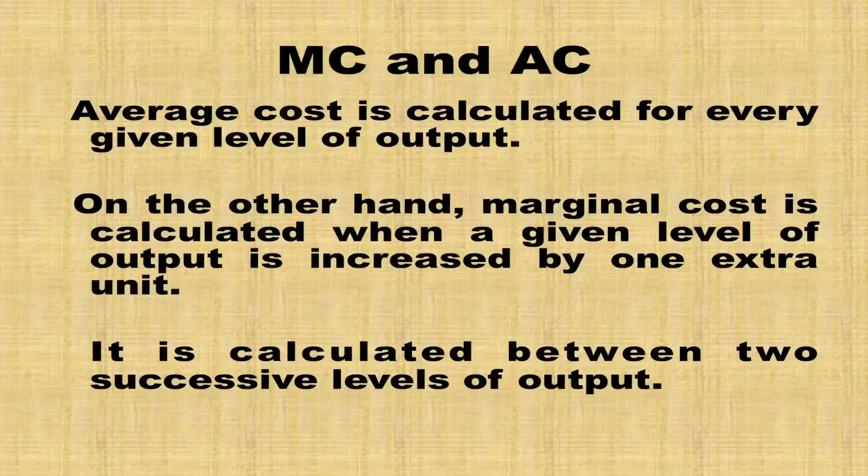From this we can say that average cost is calculated for every given level of output. On the other hand, marginal cost is calculated when a given level of output is increased by 1 unit. That is, marginal cost is calculated between two successive levels of output. Now, let us understand about revenue.